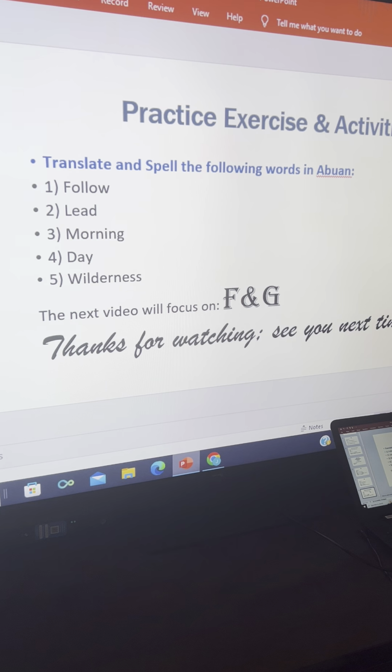All right, so here I have some practice exercise. We have practice exercise and activities we can practice on. Look at the word follow. What is that word? Follow in a word would be da. Okay, so how can you spell that word? Let's post it on the comment section if you know how to spell that word. How about the word lead? Diemi or diemium, and that is the leader. Diemi is to lead. Okay?